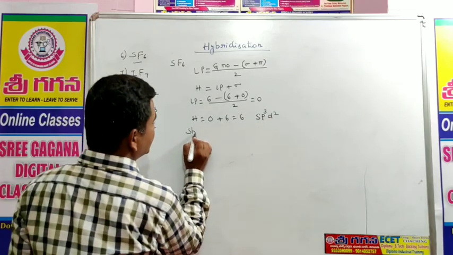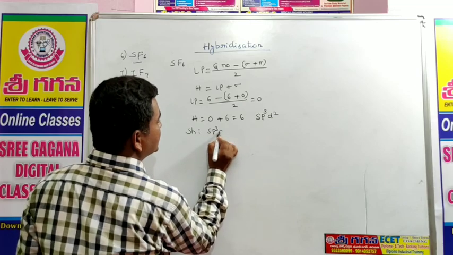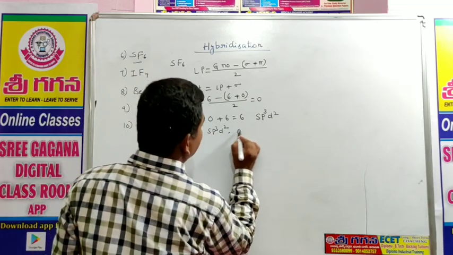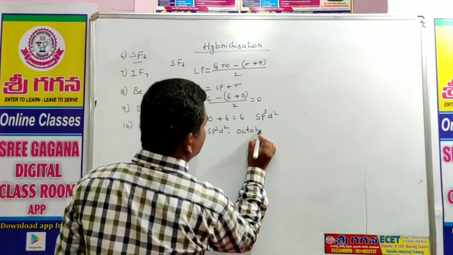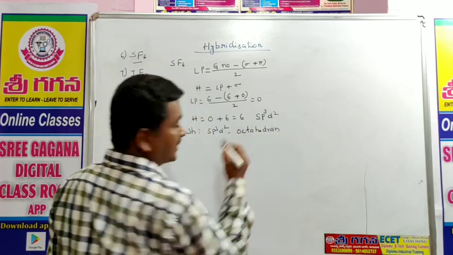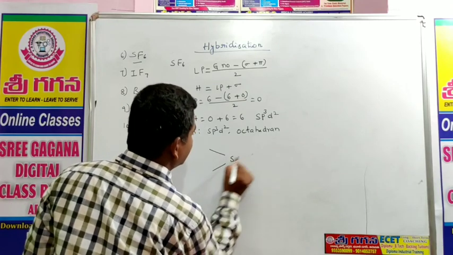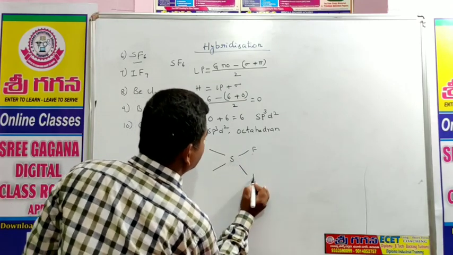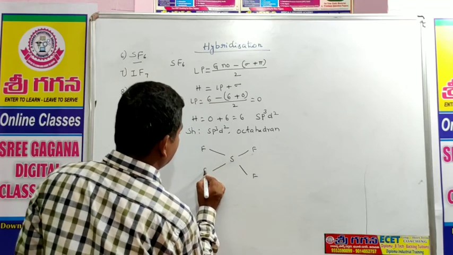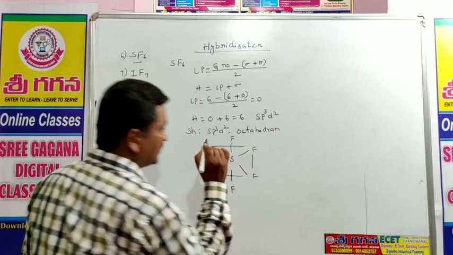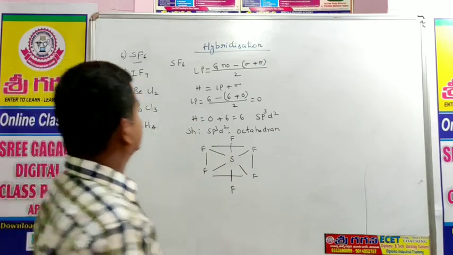And what is the shape? If sp3d2 hybridization is there and there are no lone pairs of electrons, that will be an octahedral structure. How will the structure be? Sulfur, like this, it will be an octahedral structure.